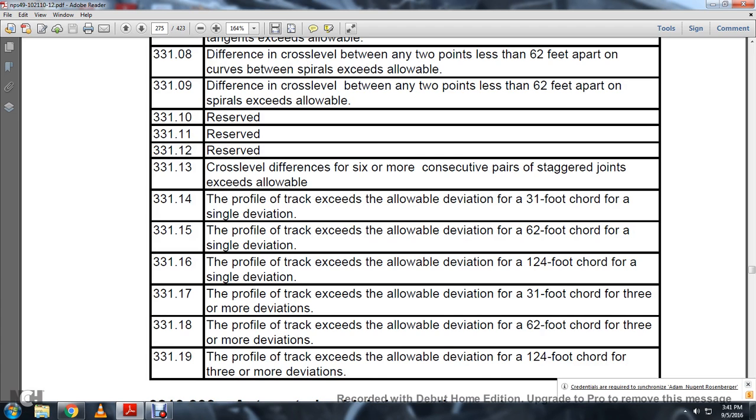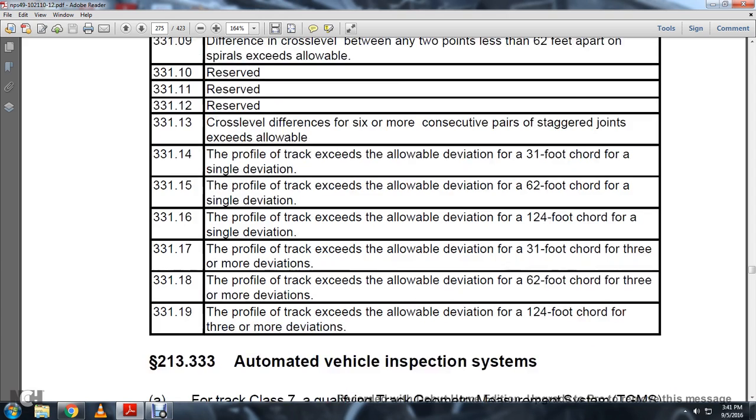213.331.18, the profile of the track exceeds allowable deviation, 62-foot chord for 3 or more deviations. 213.331.19, the profile exceeds allowable deviation for 124-foot chord and 3 or more deviations.